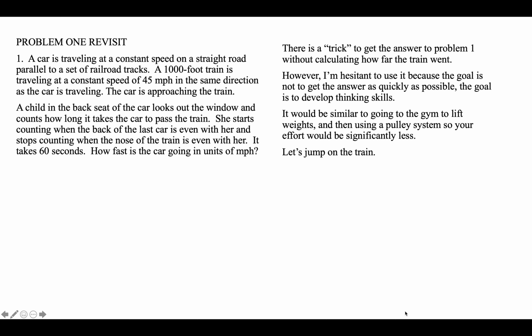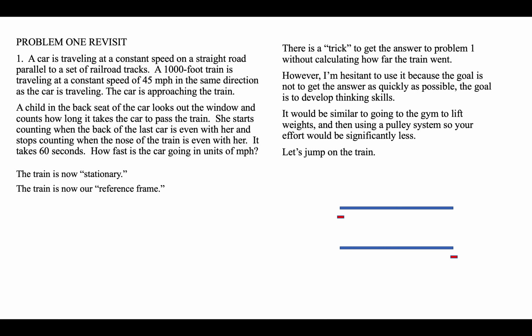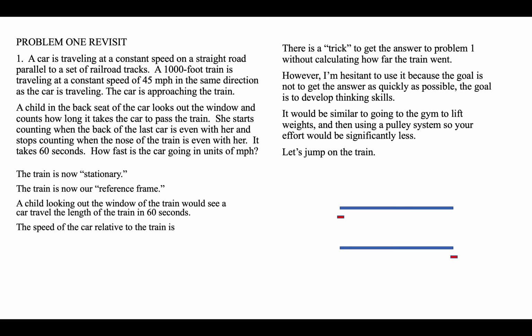But let's do it. Let's jump on the train. So now we're on the train and we're watching the car go by. So the train really isn't moving relative to us. So this is the initial position. We see the car catching up to the train because we're sitting right here on the train. And we count how long it takes the car to go the length of the train, and that takes 60 seconds. So we're in the reference frame of the train. The train is stationary. We can see the car go the 1,000 feet length of the train in 60 seconds.